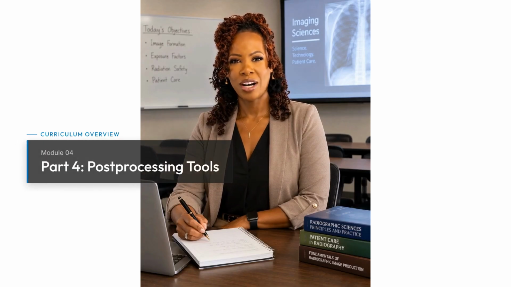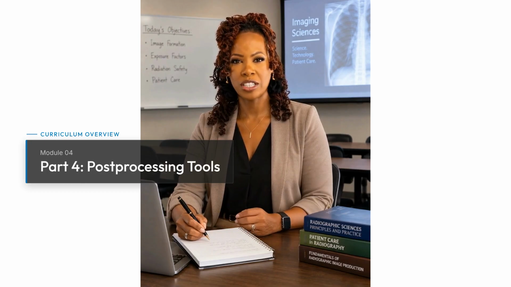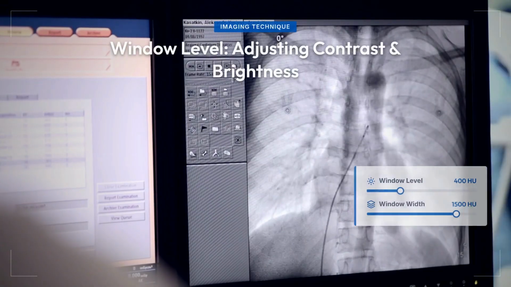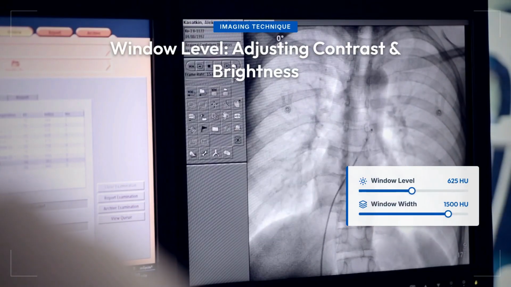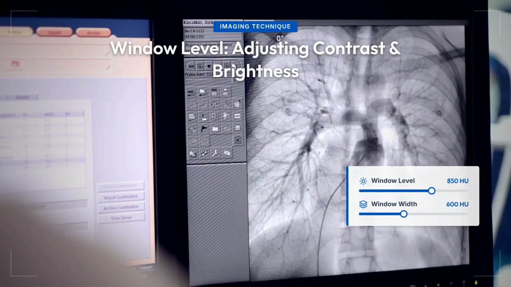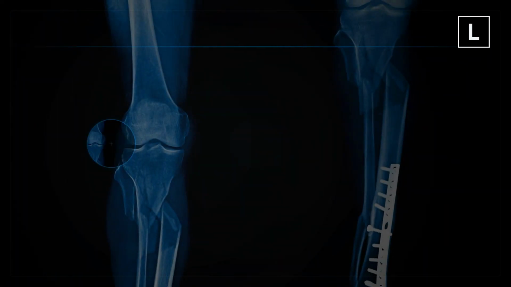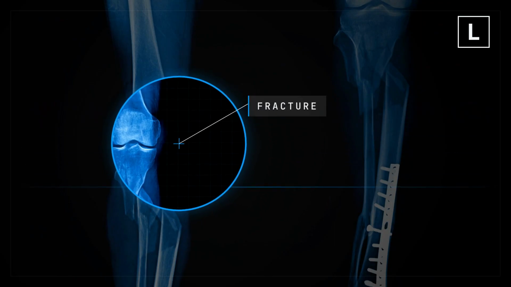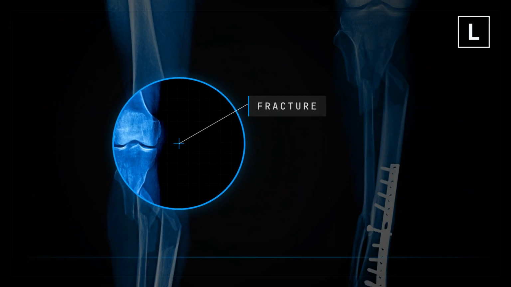Finally, we reach post-processing. These are the tools that you, the technologist, use at the workstation to optimize the image. Windowing and leveling allow you to manipulate the brightness and contrast of the image to highlight specific anatomy for the radiologist. Zooming, rotating, and proper anatomical marking are all vital post-processing steps that facilitate a more accurate diagnosis.